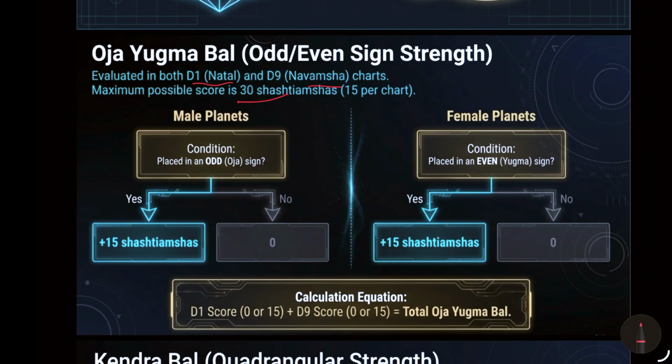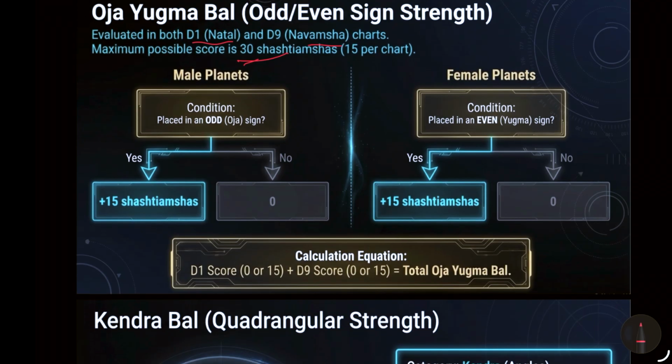If a male planet is in an odd sign in D1 plus D9, it will get 30. If it is in odd in D1 but not in D9, it will get only 15. Similarly, a female planet, if it is in an even sign in D1 and D9, will get 30 points or 30 Sastyamsha, 15 for D1 and 15 for D9. And if it is either in an even sign in D1 or an odd sign in D9, or an odd sign in D1 and even sign in D9, it will get 15 Sastyamsha. Total Oja-Yugma will be the score of 0 and 15 for D1 and 0 and 15 for D9.